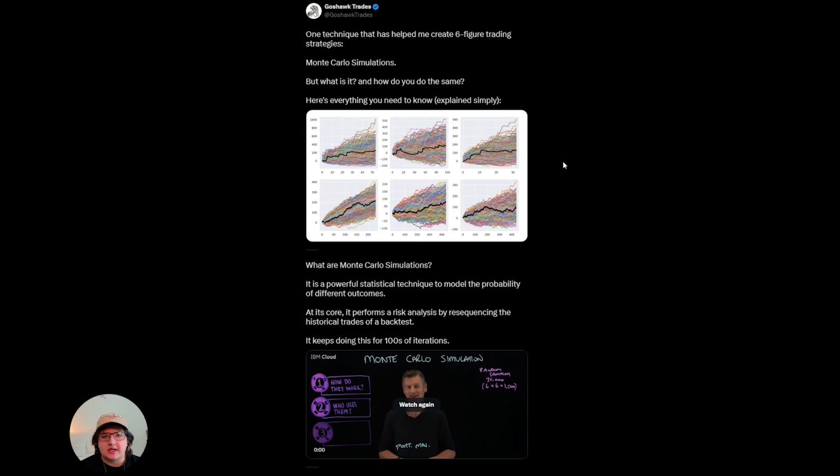One technique that has helped me create six-figure trading strategies: Monte Carlo simulations. But what is it and how do you do the same? Here's everything you need to know explained simply.